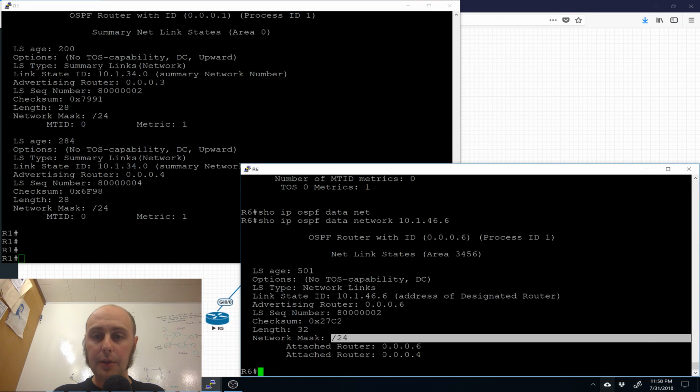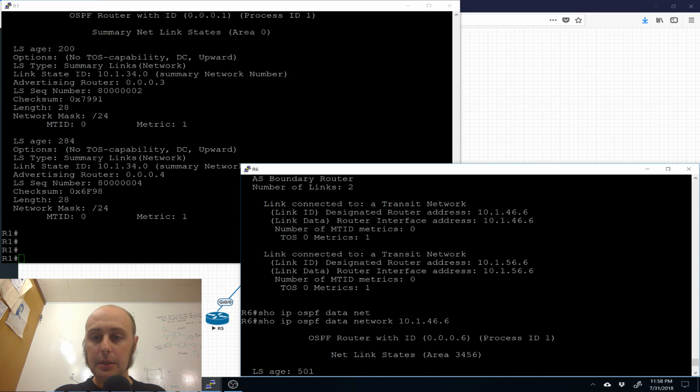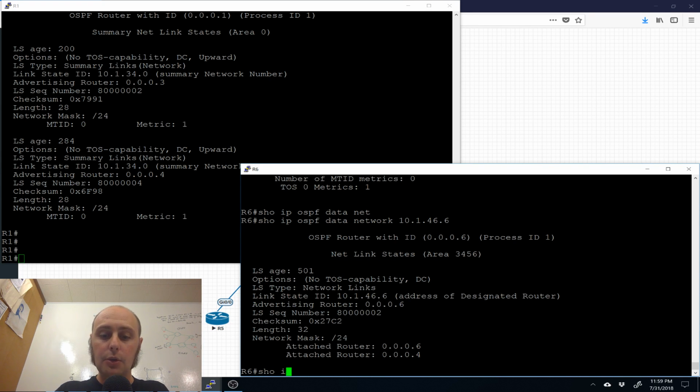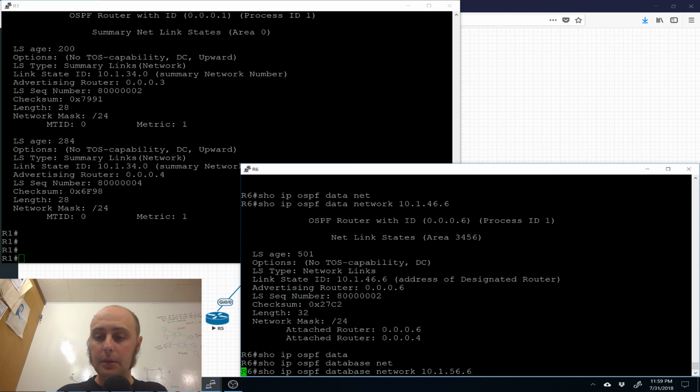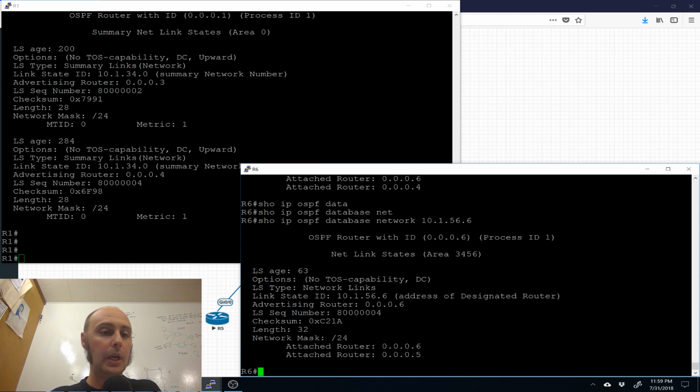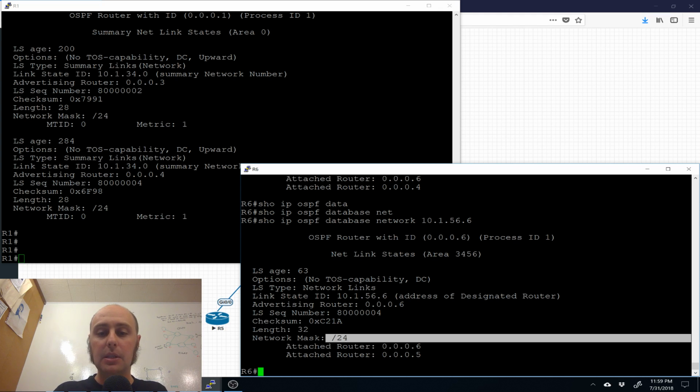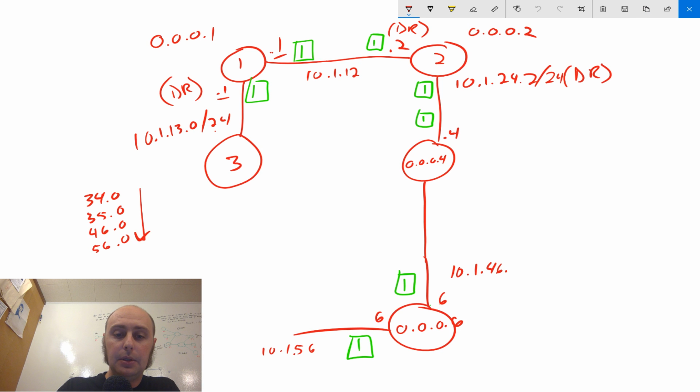All right, let's check the other edge there. Show IP OSPF database network, the DR. Okay, this is going to tell us that we have one other router on that segment, and that segment is a /24. Let's bring up the whiteboard. Okay, we know that the other router here is 0.0.0.5 because it showed it in the OSPF database, and that this is a /24, and this is a /24.